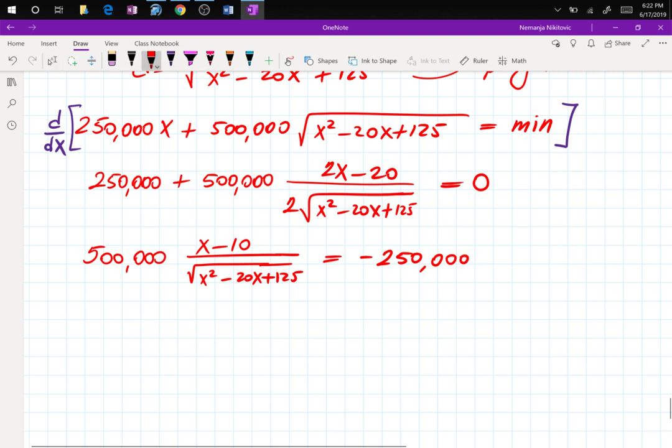And then you divide by 500,000 and multiply by the square root. So x minus 10 is negative 1/2 times the square root of x squared minus 20x plus 125. When you divide 250,000 by 500,000, you get 1/2, and then the square root that was in the denominator gets multiplied.